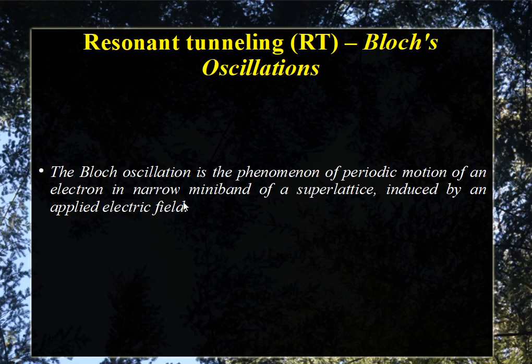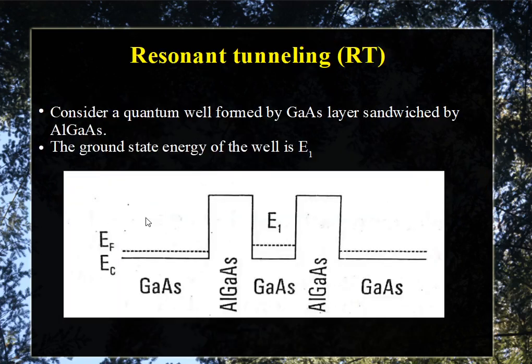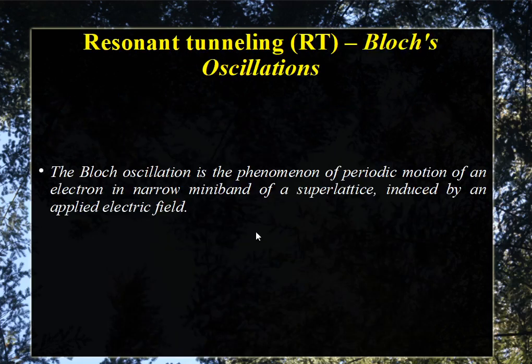The Bloch's oscillation is the phenomenon of periodic motion of an electron in a narrow miniband of a superlattice induced by an applied electric field. What is a superlattice? A combination of multiple quantum wells is called the superlattice. If you repeat this structure again and again, stacked layers of multiple quantum wells, that is called the superlattice. So the periodic movement of electrons, there will be oscillation. That oscillation is called the Bloch's oscillation.